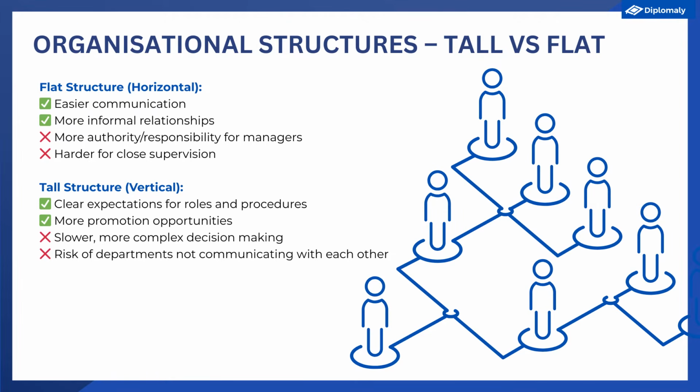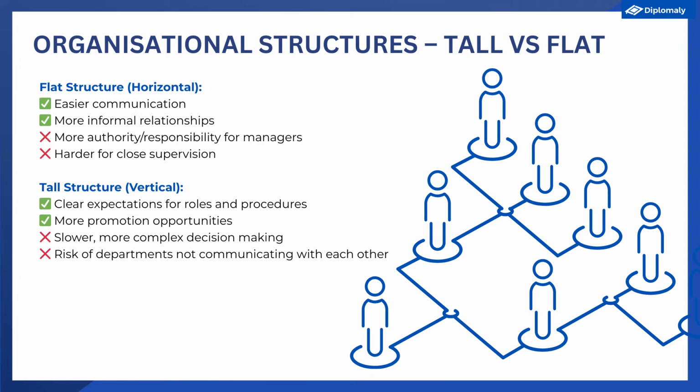Meanwhile, tall structures are those that have many levels of hierarchy. These structures are characterized by narrow spans of control, with each manager responsible for only a few subordinates. Taller structures tend to allow for more promotion opportunities for junior employees. At the same time, decision-making is slower due to communication being slower and more complicated. The key skill here is to use the terminology that was introduced at the start of this video in describing various organizational structures.